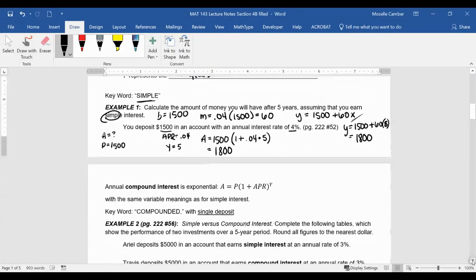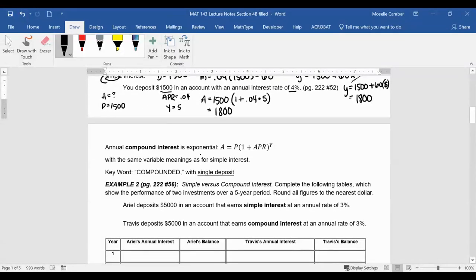Compound interest gets a little bit more complicated. Compound interest is your exponential. This time, interest is getting added back onto your principal, so we're not adding the same amount every time. That amount is actually going to increase every single year. So in that case, it becomes exponential.